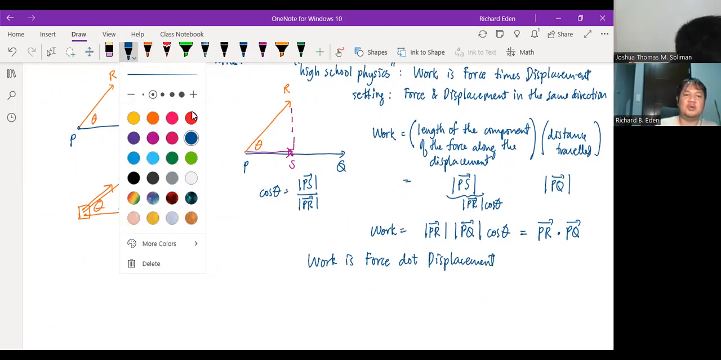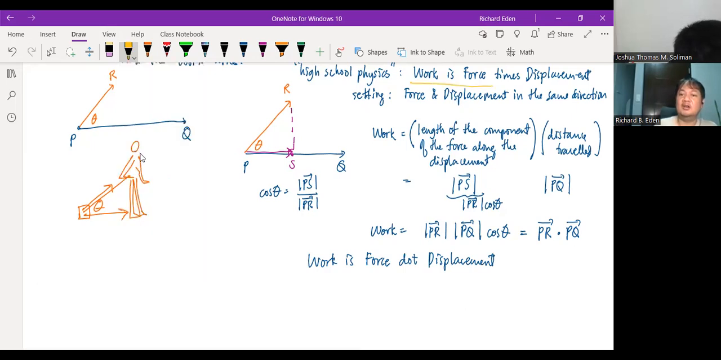From high school, it was, in the limited setting, force times displacement, but in the more general setting, work is force dot displacement. All right. Actually, this is not even yet the most general situation. Here we are assuming that the force being applied is the same vector all throughout.